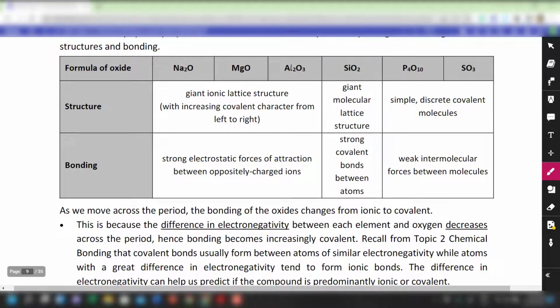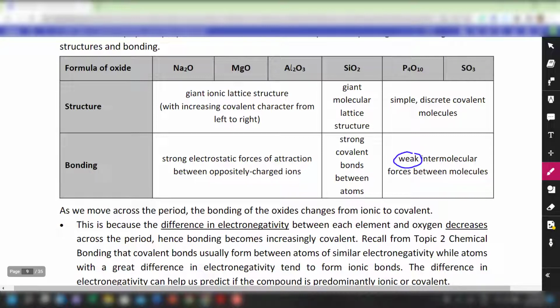For silicon dioxide, it happens to be right smack in the middle, so it exists as a giant covalent compound. And for phosphorus pentoxide and sulfur trioxide, they exist as simple discrete molecules with weak dispersion forces between the molecules. Of course, when we say weak, it is relative, so the dispersion forces are weak as compared to, say, that between sulfur dioxide or even H2S.